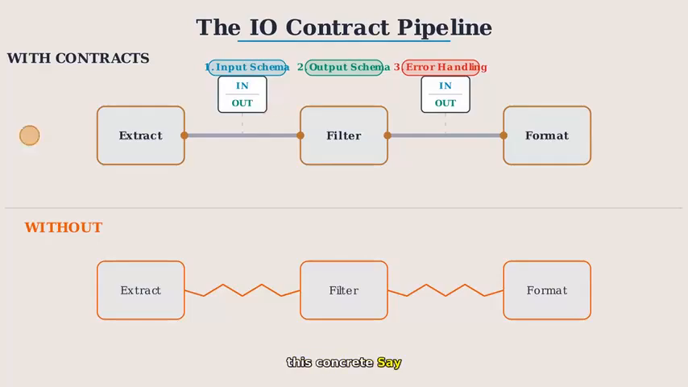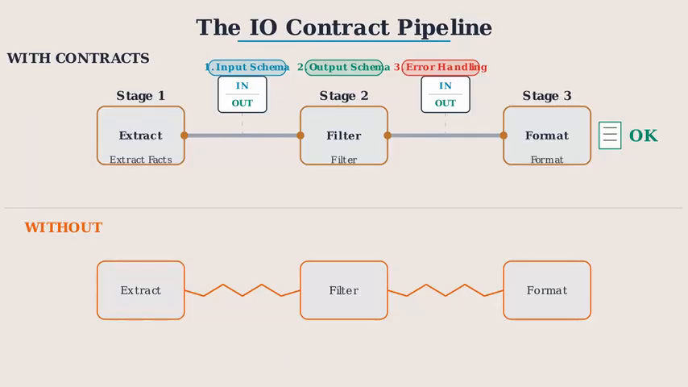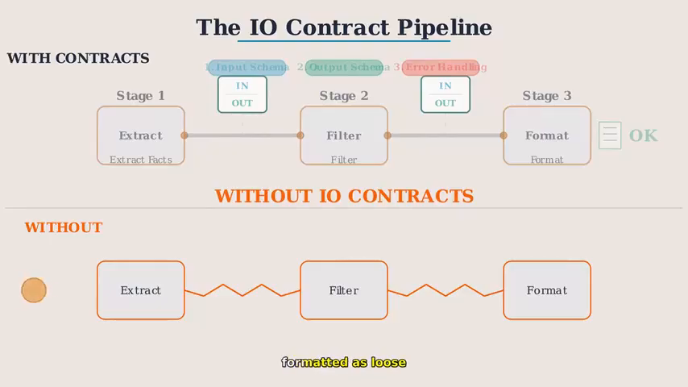Let's make this concrete. Say you have a three-stage pipeline. Stage 1 extracts key facts from a document. Stage 2 filters those facts by relevance. Stage 3 formats the filtered facts into a polished report. Without explicit I/O contracts, Stage 1 might produce a list of facts formatted as loose paragraphs with some explanation mixed in. Stage 2 receives those paragraphs and has to guess the structure. Then, Stage 2 produces its output in whatever format felt natural, and Stage 3 has to guess that structure too. Every stage is making assumptions about what came before.